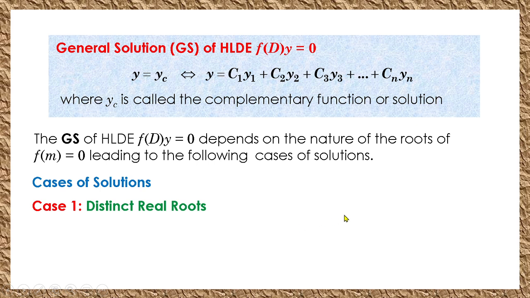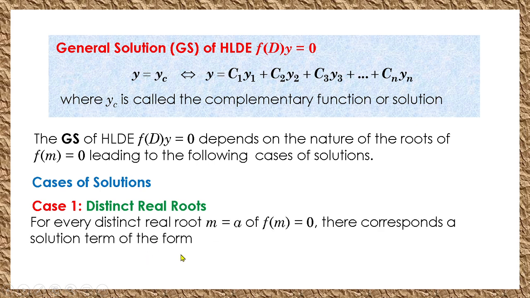If that is the case, so you have case 1, and this is the rule of forming the solution to the given DE. If the associated equation has a root that is real, distinct, so for every distinct real root, m equals a, that you can get out of f of m equal to 0, there corresponds a solution term of the form c e to the ax. This is how to form the solution.